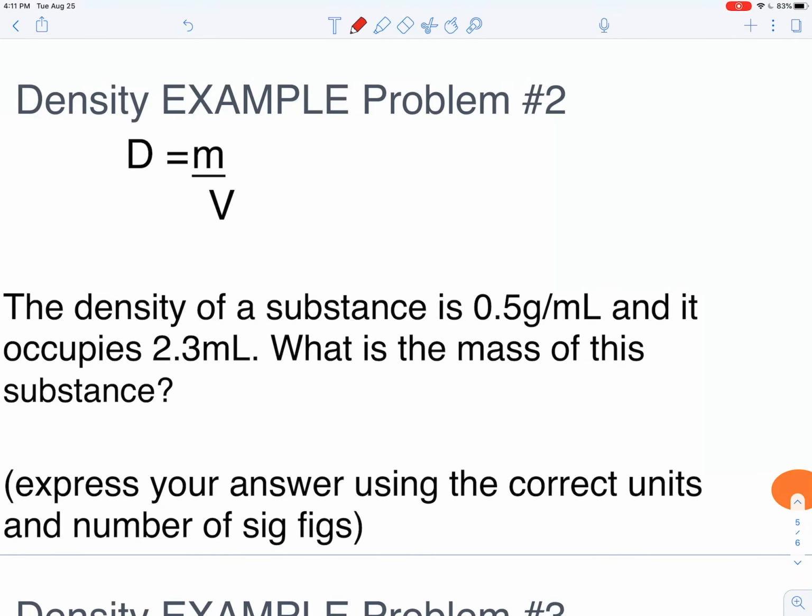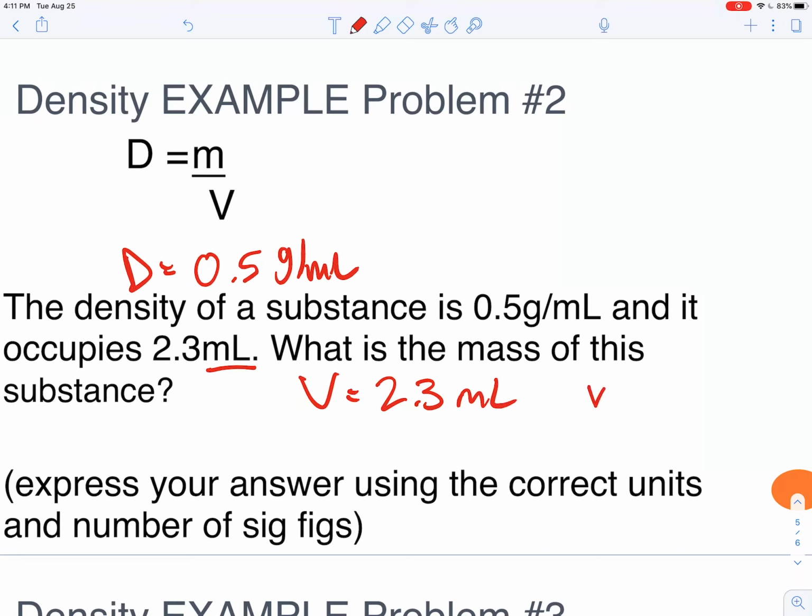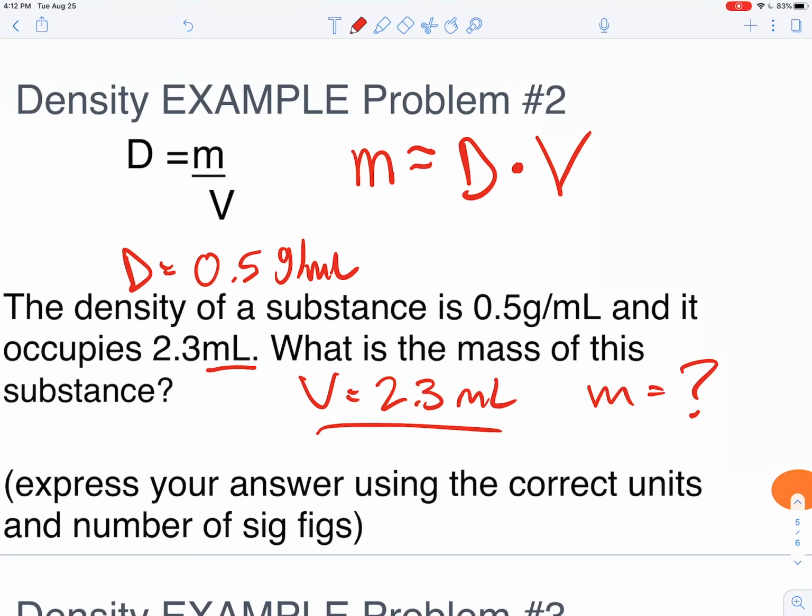Our second example problem here. The density of a substance is 0.5 grams per milliliter. So they give us density. And it occupies 2.3 milliliters. So milliliters is always going to be volume. What is the mass? So I don't know the mass here. So I'm going to help you out. If we do some algebra, we can rearrange this equation. And mass is going to equal density times the volume. So all you got to do is plug in these numbers and solve for the mass.